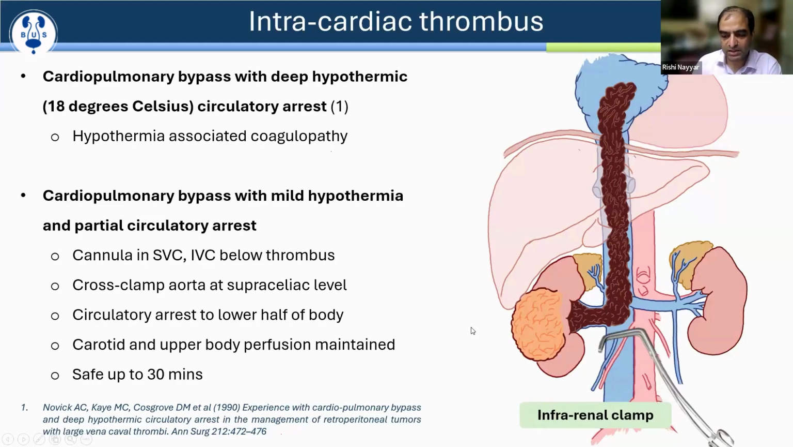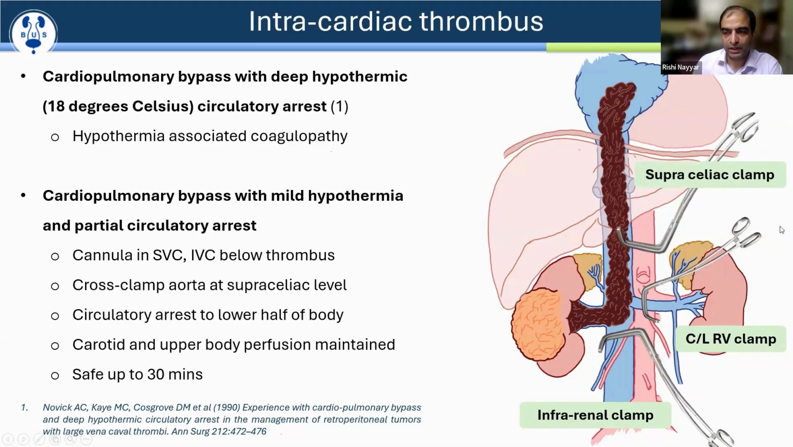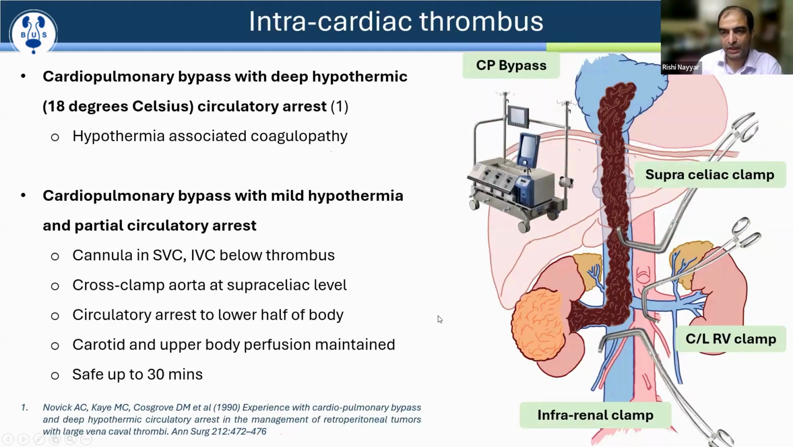The clamp sequence again remains the same, the inferior renal clamp and then the opposite renal clamp. And because we are doing complete circulatory arrest and the perfusion is not going to be much, porta hepatis clamping is not required in this particular setting. The aortic clamp can be kept if you are using the mild hypothermia technique, but most of the cases are to be done under complete circulatory arrest using a bypass machine.